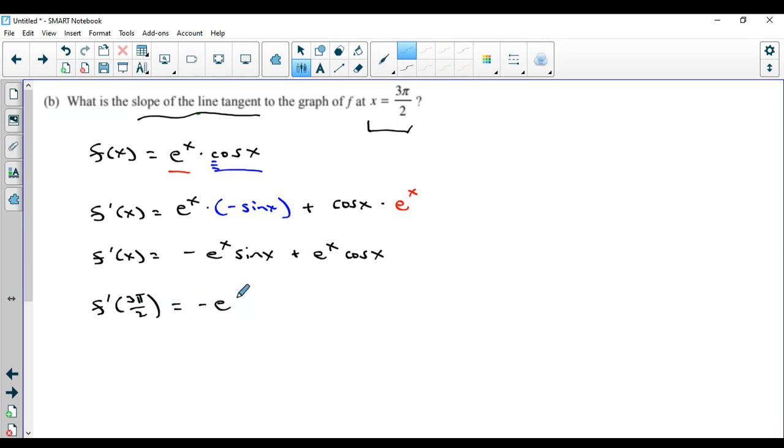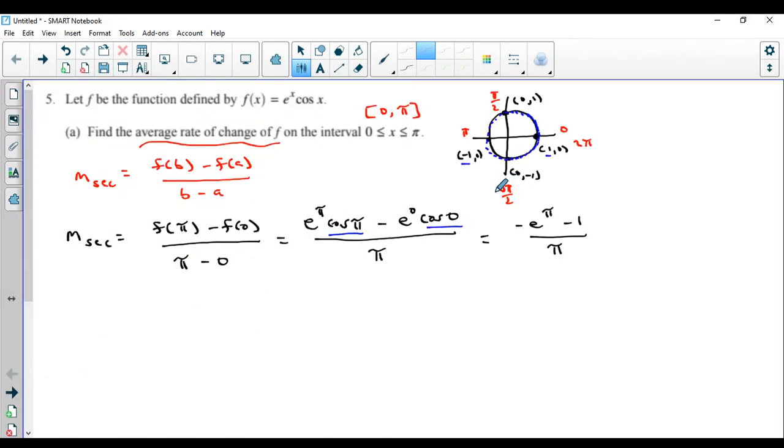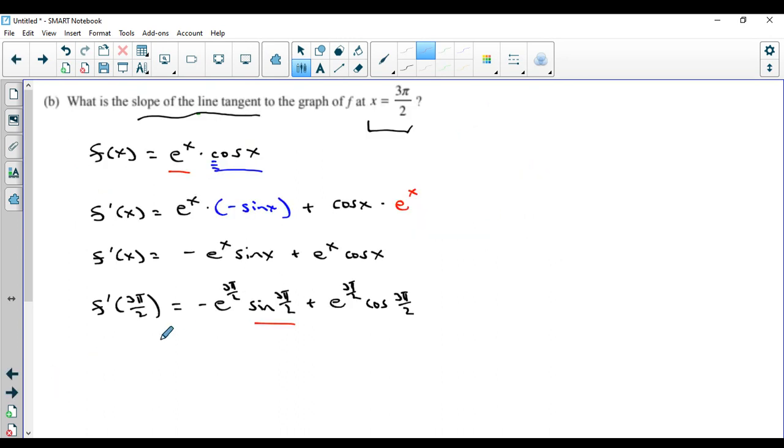So that's minus e to the 3 pi over 2 times the sine of 3 pi over 2, plus e to the 3 pi over 2 times the cosine of 3 pi over 2. I'm just putting 3 pi over 2 in wherever I see an x. So now what is the sine of 3 pi over 2? Let's go back to the unit circle, 3 pi over 2. We're now looking at the y value, right? So the sine of 3 pi over 2 is going to be negative 1. The cosine of 3 pi over 2, that's the x value, that's going to be 0.